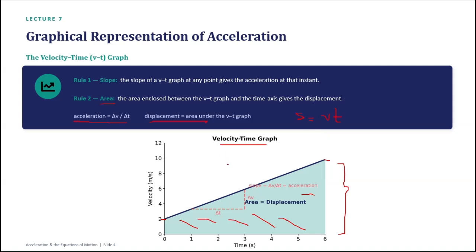Alright, so to summarize this slide, we have acceleration, which is the slope of the velocity time graph, and then we have displacement, which is the area under the velocity time graph. So slope is equal to delta v divided by delta t, which is equal to acceleration, while the area enclosed by this graph is equal to displacement, S is equal to vt. Moving on to our next slide.